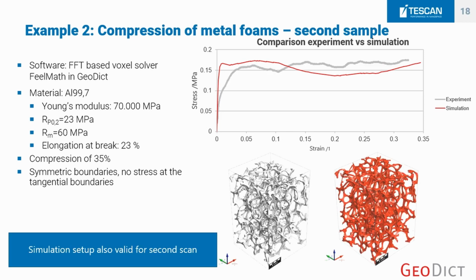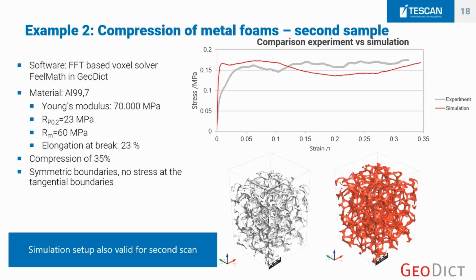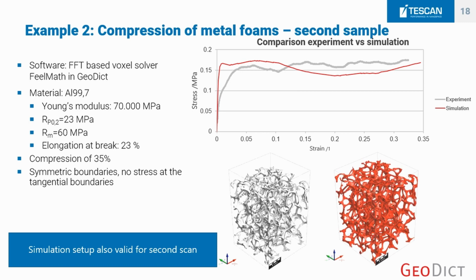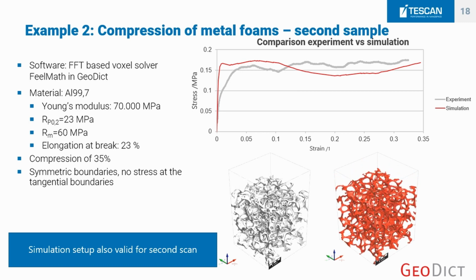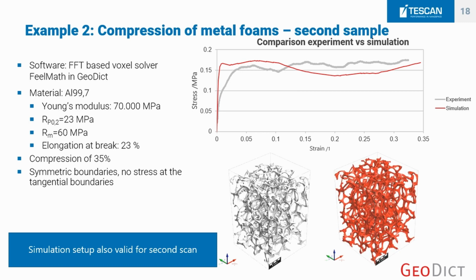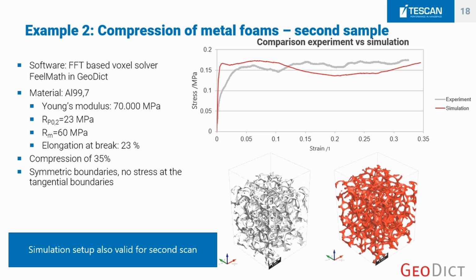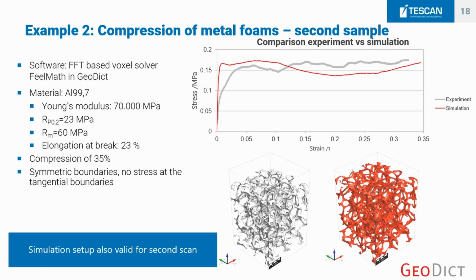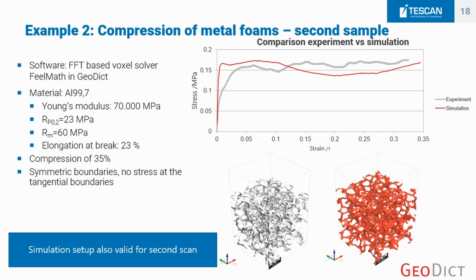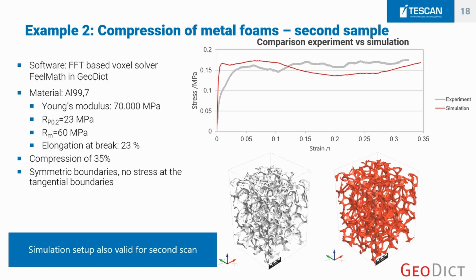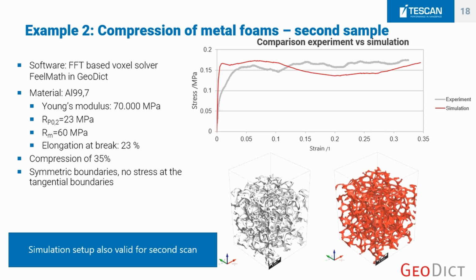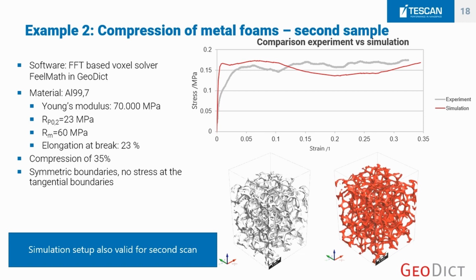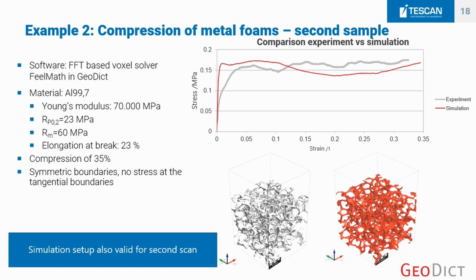So we did an experiment, and here we did again the same compression inside our Deben compression stage in the micro CT scanner, and you see now in gray that we added the data from the real experiment. If you compare the gray stress-strain curve with the red one, again you see a very good match, and also in the visualization of the compression. White is the experiment, red is the simulation, and again there is a very good match between both.